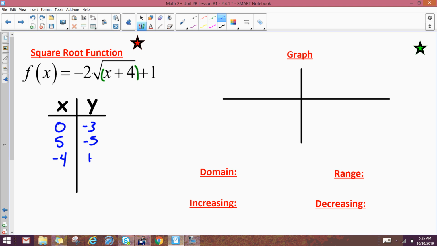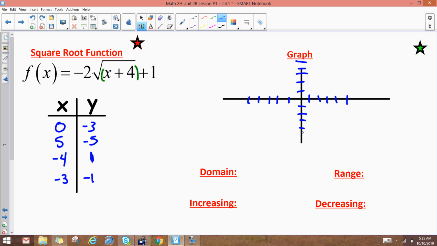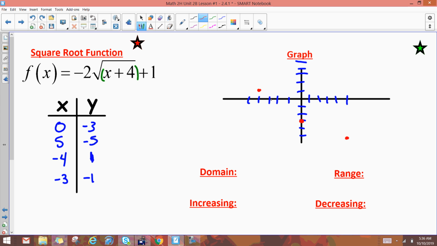And I can actually put in that 1. And even if I put in, let's say, a negative 3, negative 3 plus 4 is 1. Square root of 1 is 1, times negative 2 is negative 2. Negative 2 plus 1 is negative 1. So what I'm going to do is take some time to graph these values, and see what this shape looks like. So 0, negative 3; 5, negative 5; negative 4, positive 1; negative 3, negative 1.